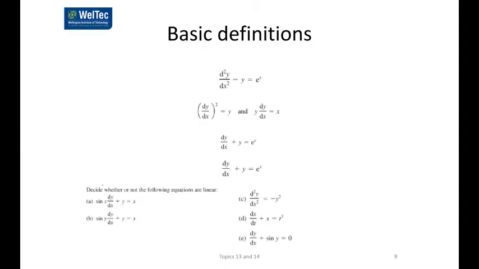Let's look at classifying these. The first one is linear. The second one has a power of 2 for the derivative, so it's non-linear. The third one is non-linear because there's a product of the dependent variable and the derivative. The next one is non-linear because there's a non-linear function of the dependent variable.